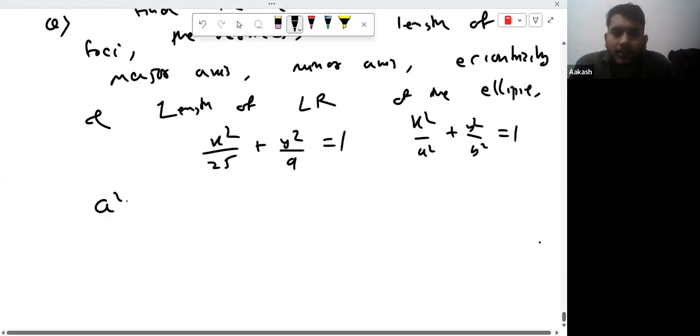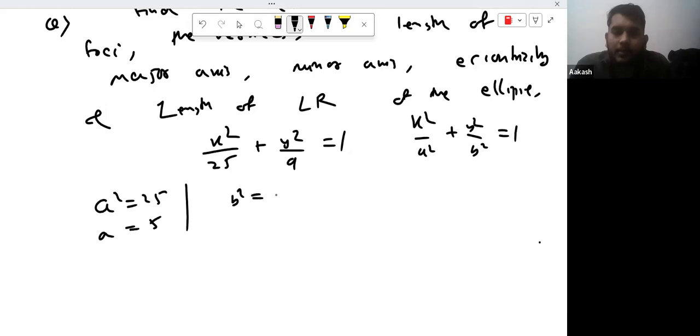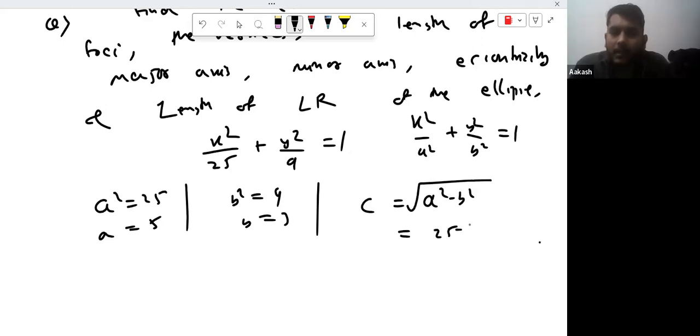Here a square is 25, so a is 5, and b square is 9, so b is 3. Let's calculate c. c is the square root of a square minus b square, which is root of 25 minus 9, root 16, which is 4. Okay, so you've got a, b, and c.